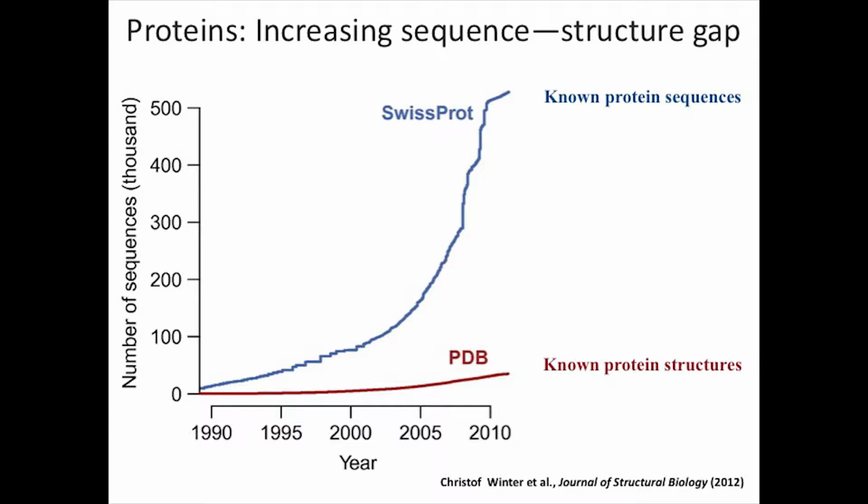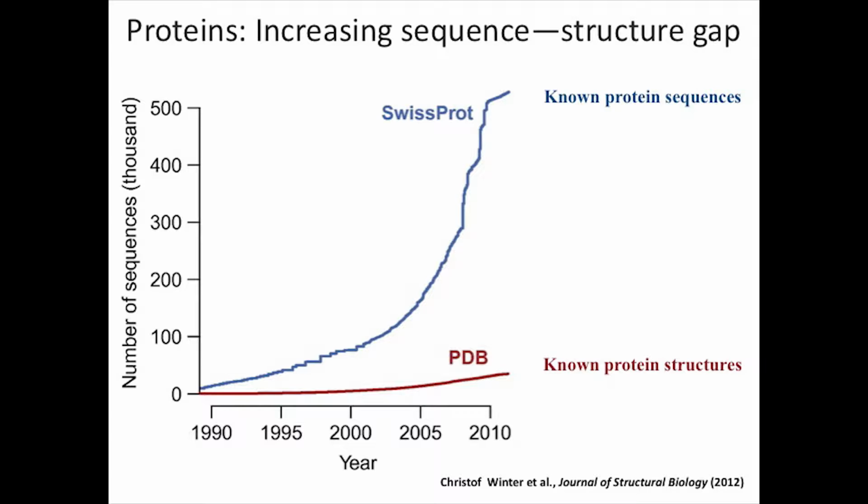And knowing the three-dimensional structure of the protein is actually very important for understanding the function of the protein and how it does what it does in the cell. And because of this difference in the difficulty of determining sequences and structures, the gap between the known protein sequences and the known protein structures is getting wider and wider every year.